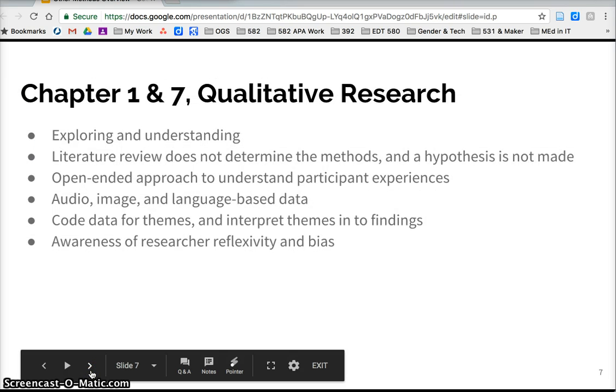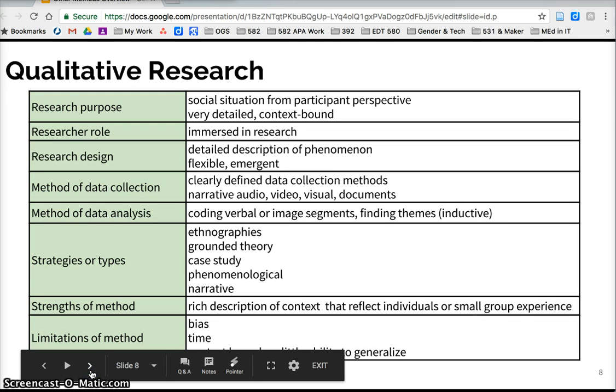Qualitative research, on the other hand, has the goal of exploring and understanding. The literature review does not determine the methods, and a hypothesis is not usually made. It's an open-ended approach. Usually you're looking at audio, images, and language-based data, and you're coding the data for themes and interpreting those themes into findings. And you have to be aware of your own bias and bring your reflexivity to the work. Again, you've seen this chart a few times, so just those big major pieces to keep in mind with qualitative research.